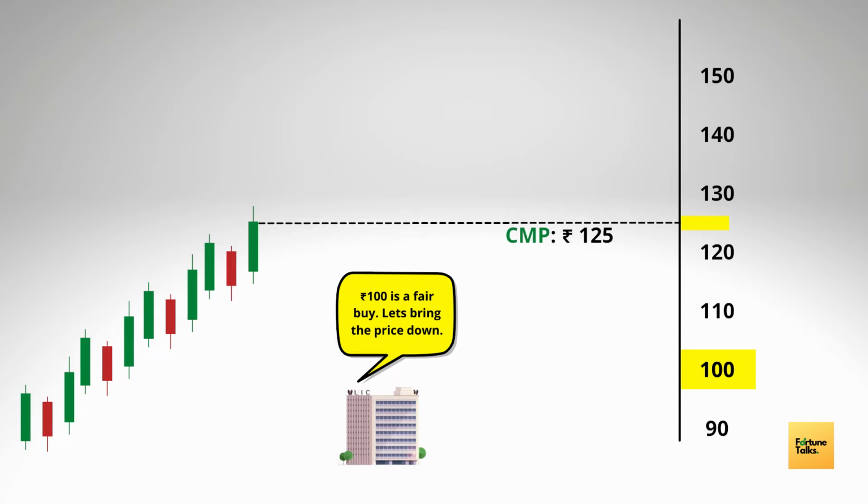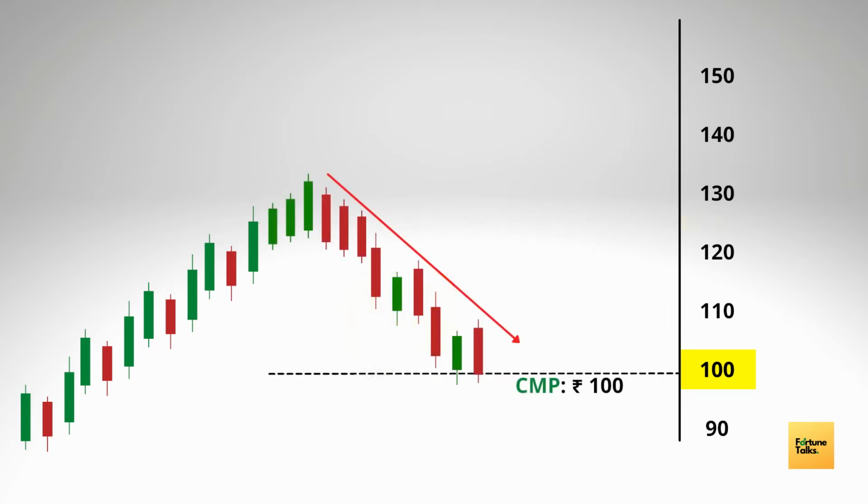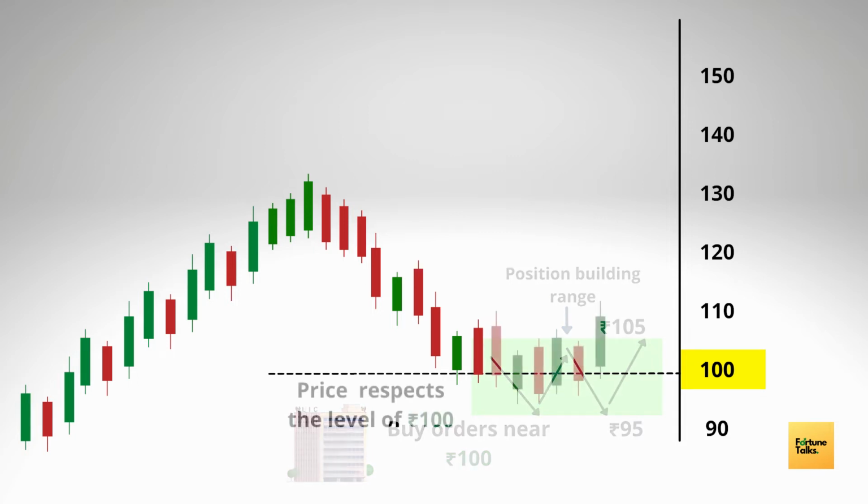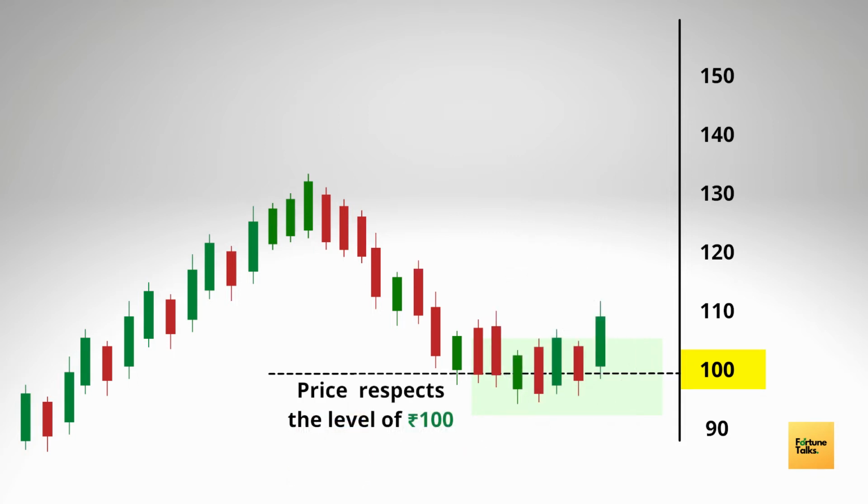In order to achieve the fair price, they take the market down to 100 rupees, where they slowly and steadily build their positions. The price seems to respect the price level of 100 rupees. This level, where the demand for the stock is met and from where the prices will start to rise, is called the support level. The support level can also be seen as a price level which holds the prices from falling further down.